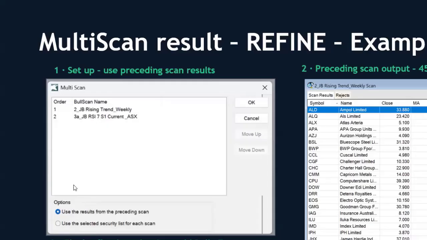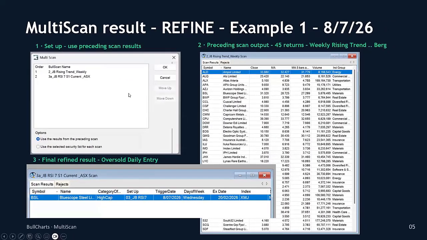What's to note here are these radial buttons. Because I want this to be a refined scan, that is, the results I'm going to look at for my daily entries off the weekly trend, you need to use the result from the preceding scan. What you'll see when we do the batching is that this other radial button needs to be pressed to get them to just load independently.